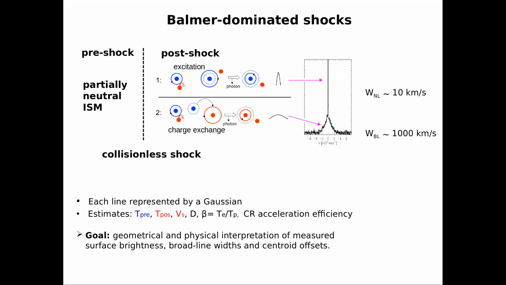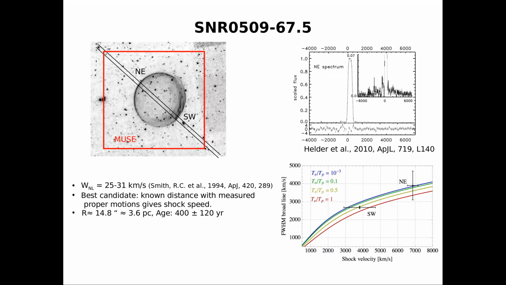So our goal is to do a geometrical and physical interpretation of measured quantities such as surface brightness, broad line widths, and the offset between the centroids of the two components. So we decided to observe the remnant in the LMC, 0509.